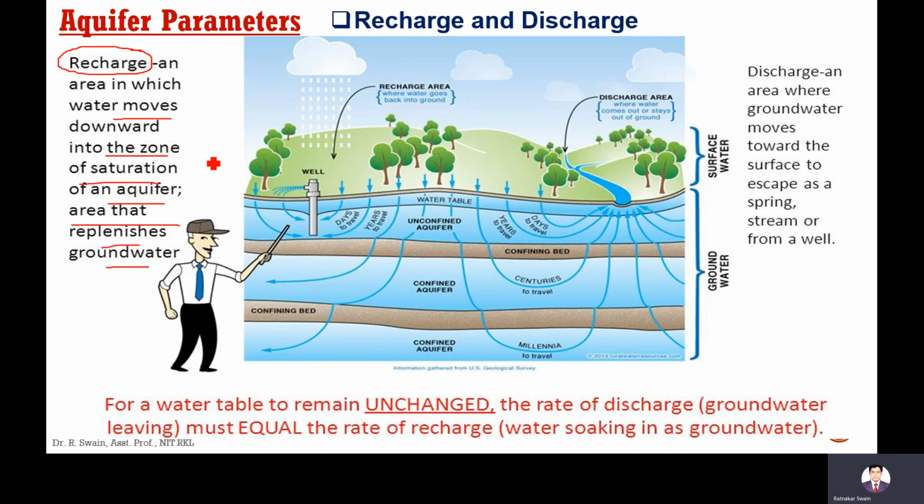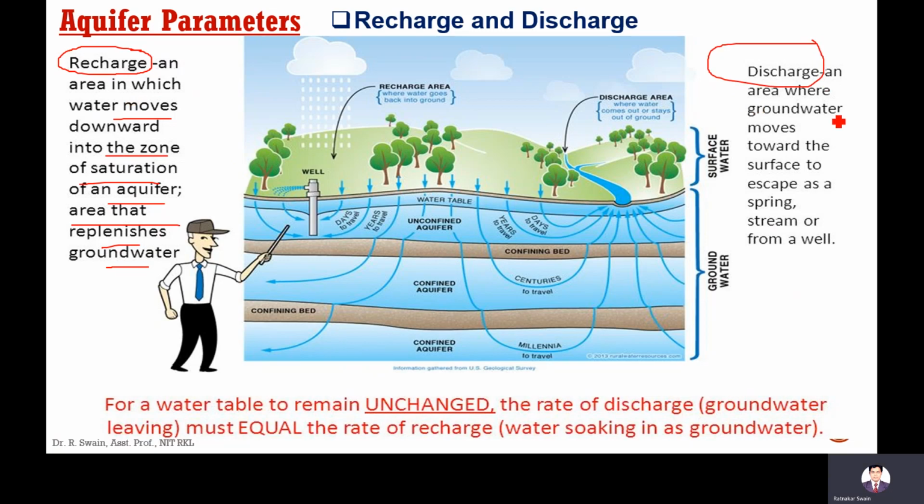the rate of flow joining the water table. The process of water joining the groundwater table is called recharge. Due to recharge, the groundwater level increases. Recharge is the opposite of discharge.